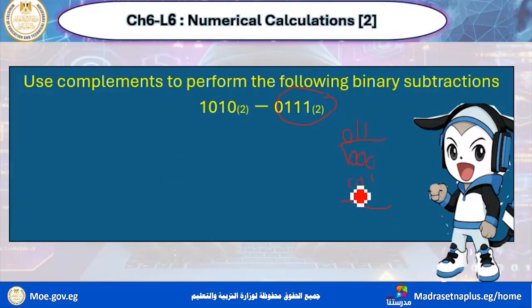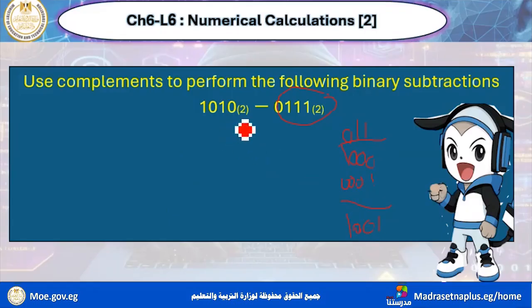Don't forget to put the zeros. So 0 plus 1 is equal to 1. 0 plus 0 is equal to 0. 0 plus 0 is equal to 0. 1 plus 1, 1 plus 0 is equal to 1. Okay, so this is the complement.